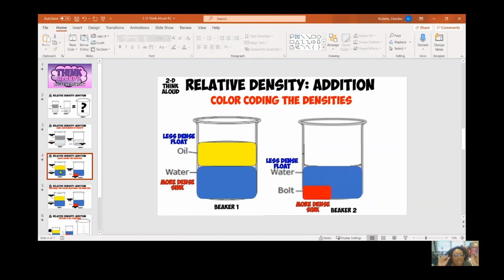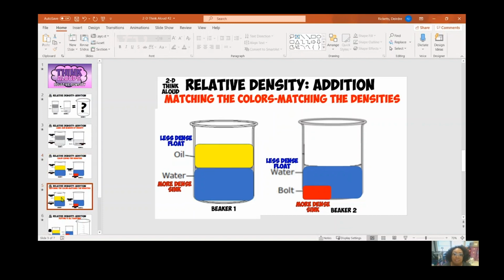Color coding. Everybody's an artist. So let's look at our color coding. I color coded my water blue and the oil yellow. Now I'm going to stay with the same colors for the same substances or objects. So in beaker number 2, water is still blue, but the bolt is red. Now the densities are still there, but we just added the color coding. Next step.